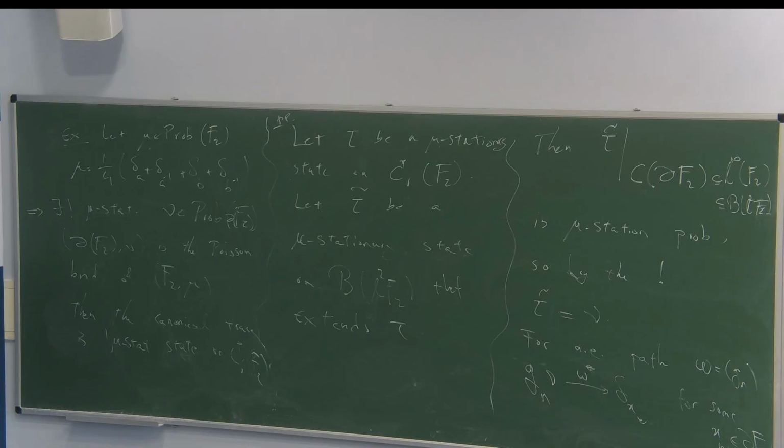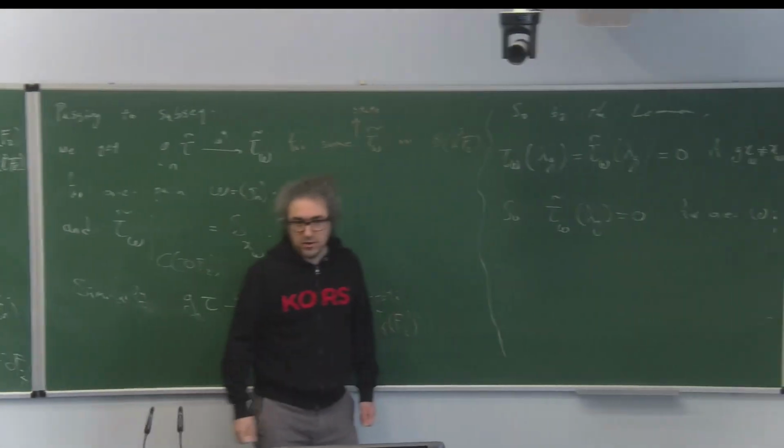Which means that if g is non-neutral, and these are just facts about the dynamics of the action on the boundary, the measure of the fixed points is 0. So every non-neutral group element will move almost every point on the boundary. Okay, so tau tilde omega of lambda g will be 0 for almost every path omega in your random walk.